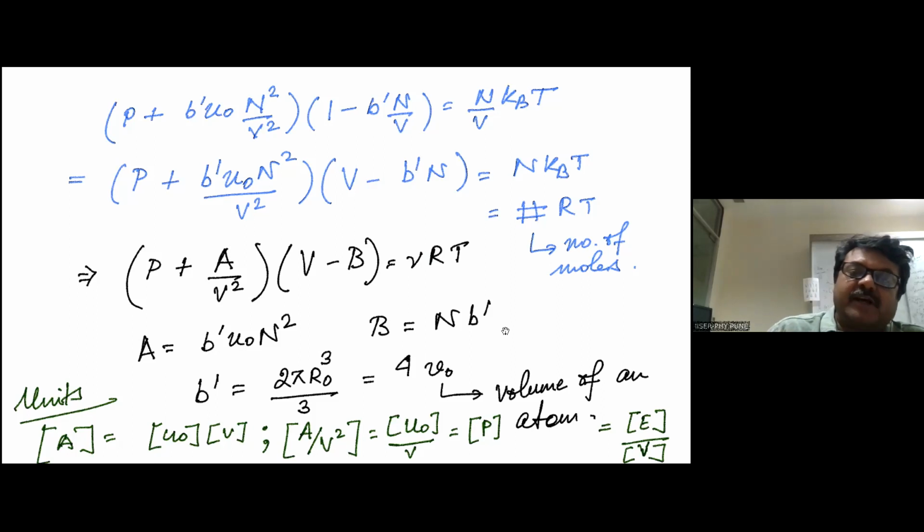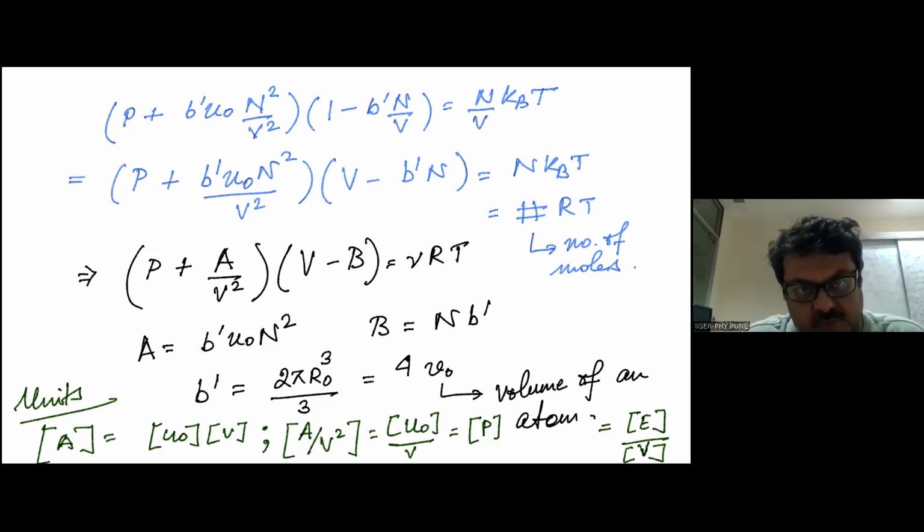So A by V square has units of energy by volume, and that will match the dimensions of pressure. And what have we achieved? We have achieved to get, using statistical mechanics, using Z2, where Z2 we wrote in terms of the average, the van der Waals equation of state. We could write down these van der Waals parameters, which were parameters previously, in units of the atomic size, in units of the interaction U0 between the particles, the energy scale of the problem, and so on and so forth.